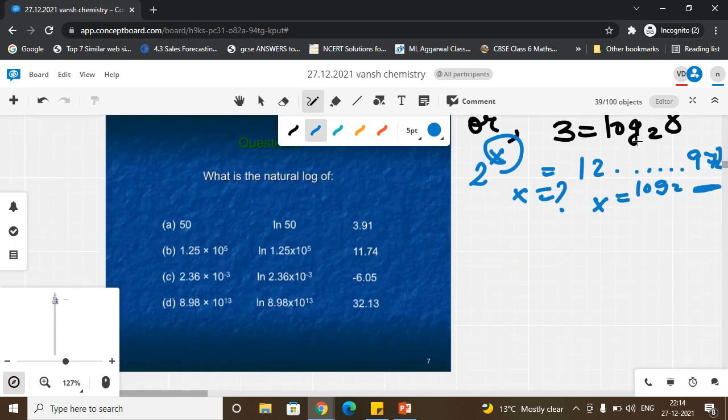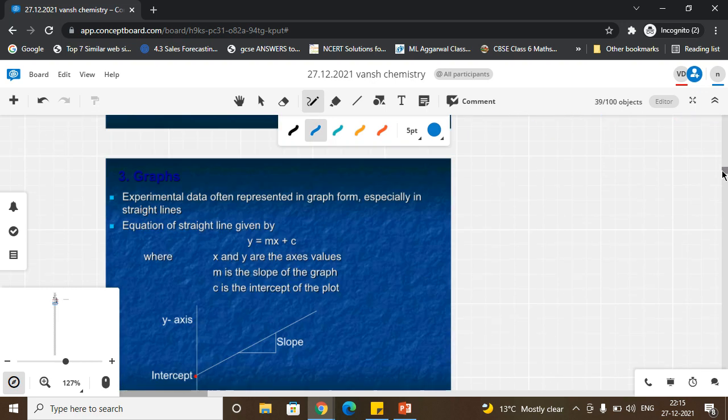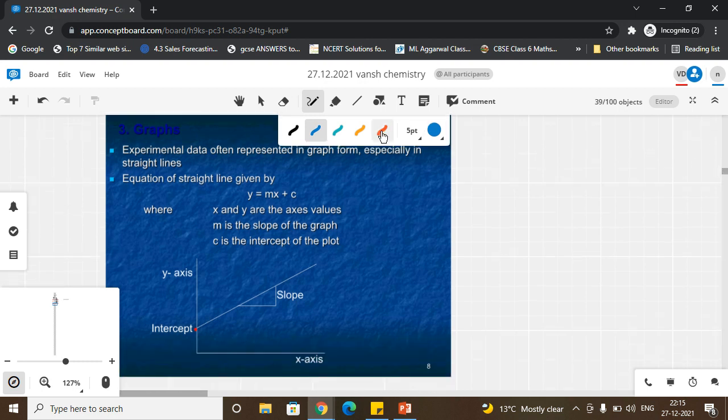Next part. What is the natural log of the following numbers? Till here, we don't have to go into much of this complex thing, but the basics that you did, like you gave me an answer 5, till that level, it is sufficient. Now you can come to the next part, graphs.